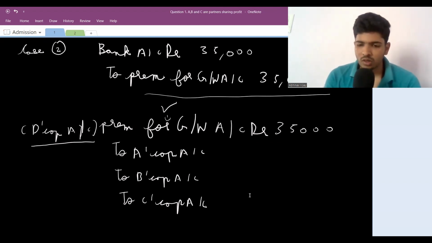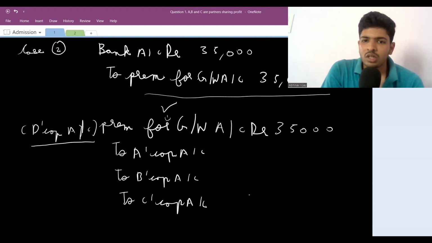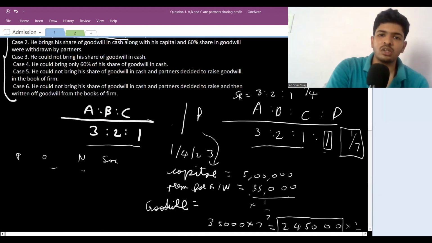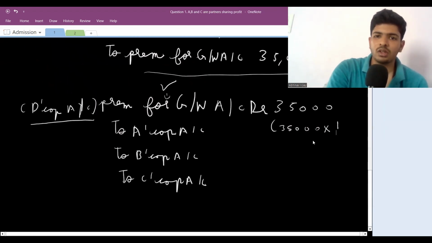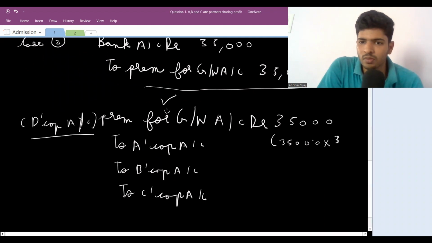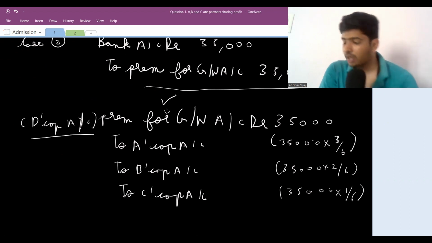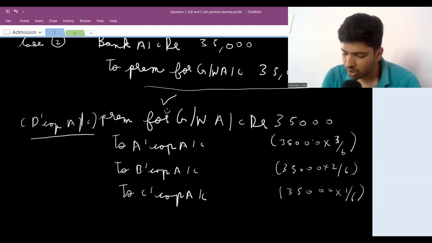But however, I want to give you another tip in relation to such things. In the question, if you somehow find out the sacrificing ratio of partners, in that case, you distribute the share of goodwill in their sacrificing ratio itself. What is the sacrificing ratio? 3:2:1. So 35,000 into 3/6, 35,000 into 2/6, and 35,000 into 1/6. I'll tell you why. I'm going to do the tabular entry also and show you the difference.